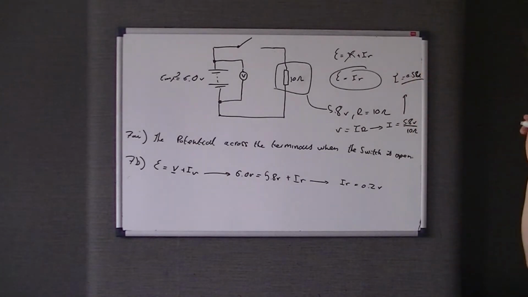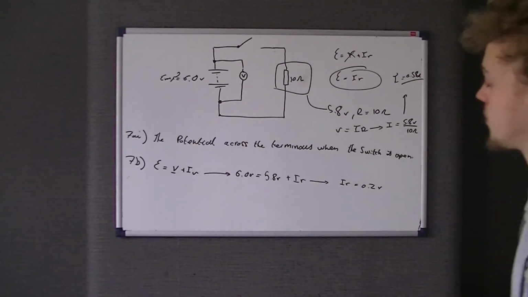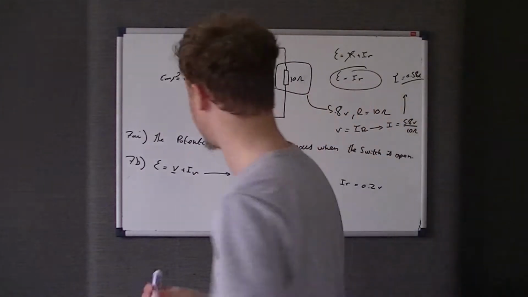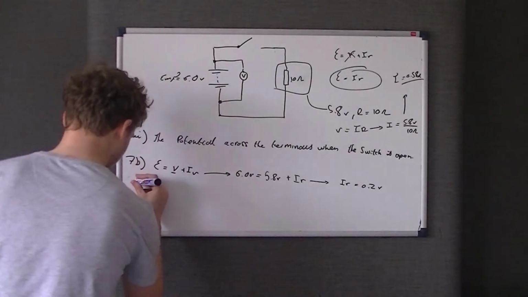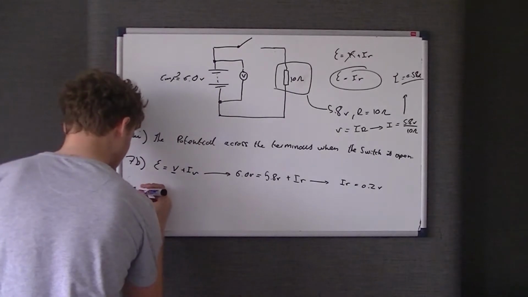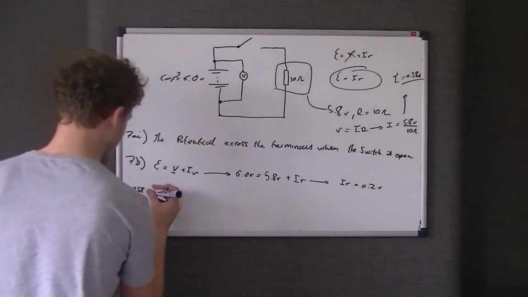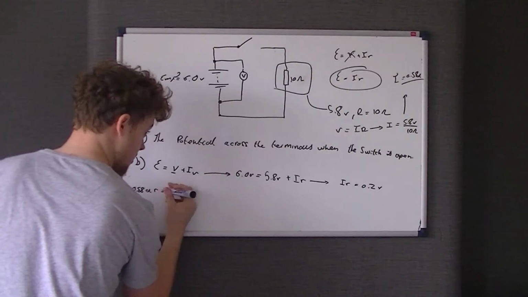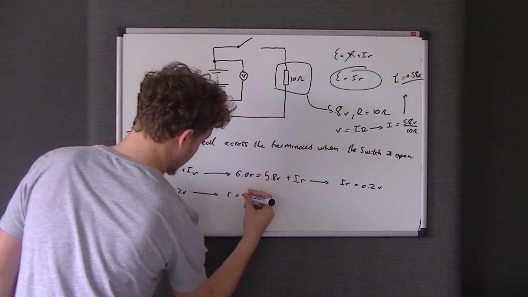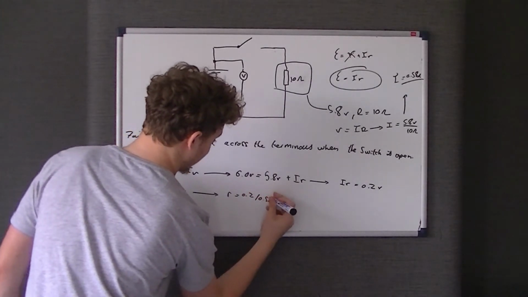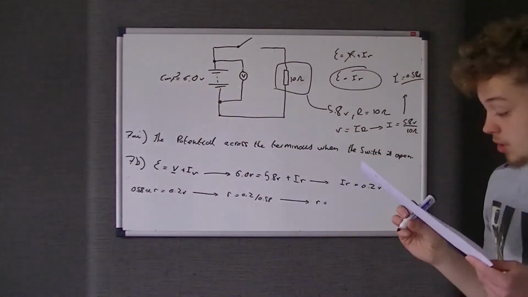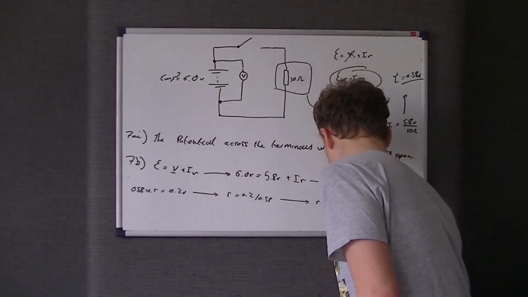So that's the current. And remember, the current is the same throughout the circuit, so it's the same in the battery as it is going through the resistor. So we know the current is 0.58 amps, and we can sub in the current. So 0.58 times the internal resistance is equal to 0.2 volts. It's just a case of rearranging to get the internal resistance is equal to 0.2 over 0.58. So therefore the internal resistance is equal to 0.34 ohms.